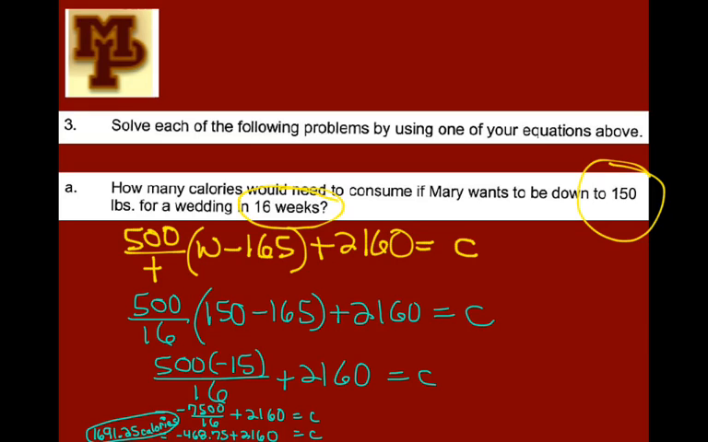So of course we'd say 1691 calories. Can't really have 0.25 calories. Okay. Sorry, that one's a little messy.